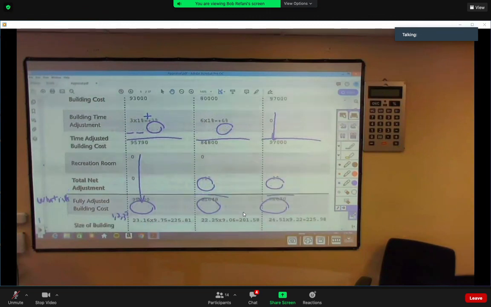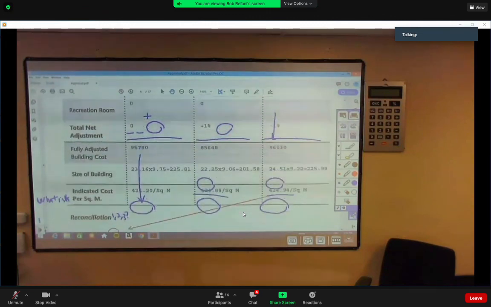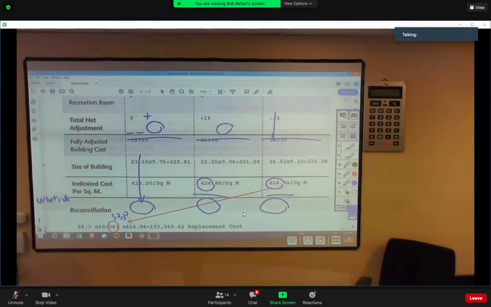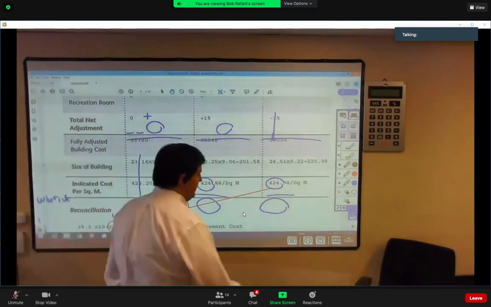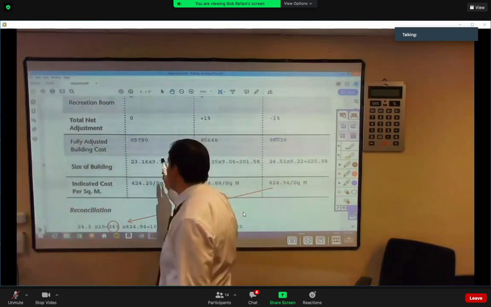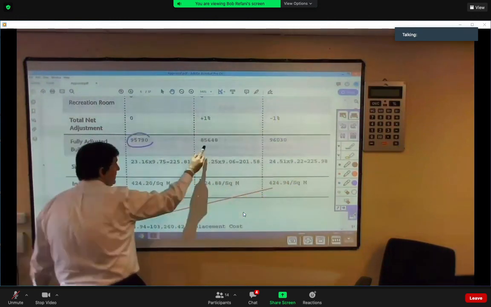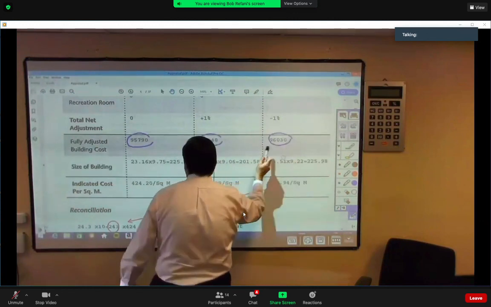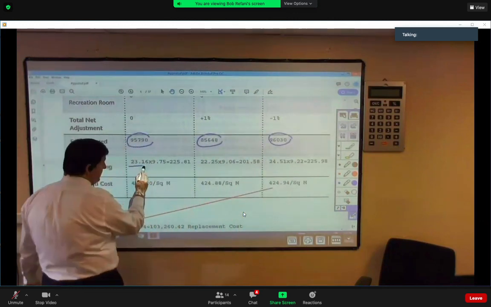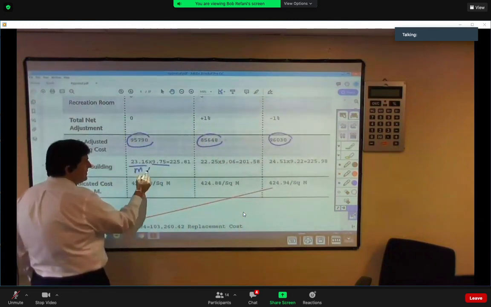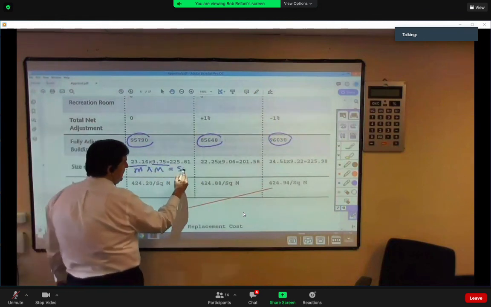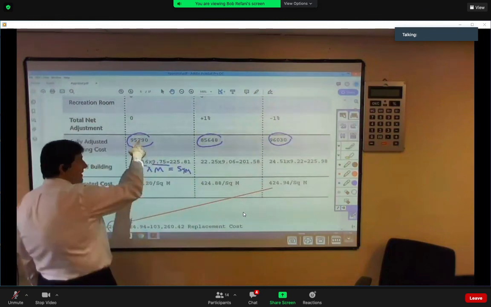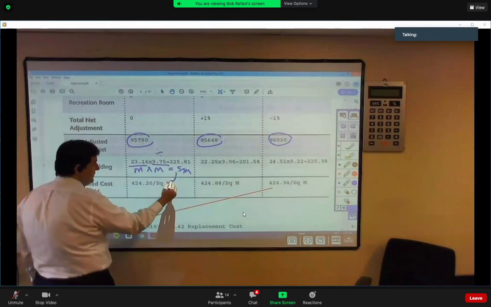Actually, I think I have made a mistake. What is the indicated cost per square meter? So this is the fully adjusted cost per building. So you got this one and this one and this one. Sorry, guys. Then you have to divide it by square meter. They give you the meters. Meter multiplied by meter is going to give you square meter. So this price divided by square meter is going to give you this.